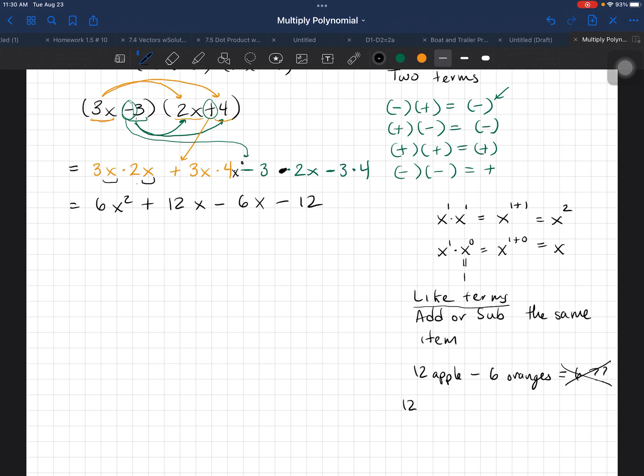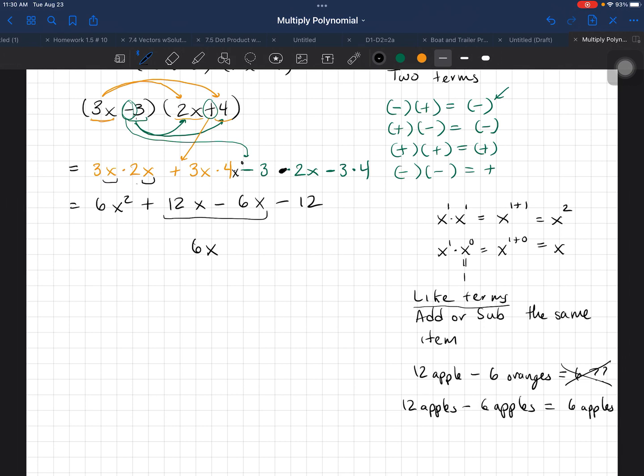But if they are the same items, then it does make sense. You have 12 apples minus 6 apples, you get 6 apples. So that makes sense, you can subtract those two. That's what happens in here. These two are 12 apples minus 6 apples. 12x minus 6x is going to be 6x.